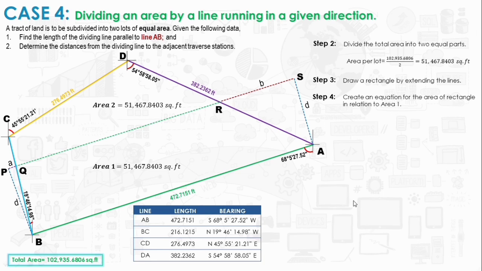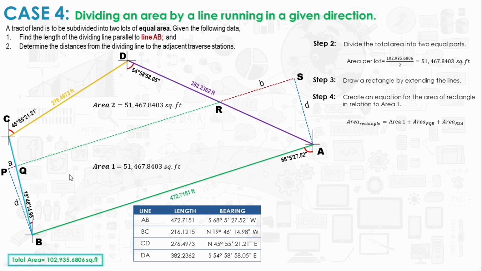So, for step number 4, create an equation of the area of the rectangle in relation to area 1. Diba? Si area 1, nasa loob siya ng rectangle. So, area of rectangle is simply equal to area 1, area nito, ni QRBA, tsaka ng dalawang triangle. Therefore, area of the rectangle is equal to area 1 plus the area of triangle PQB plus the area of the triangle RSA.